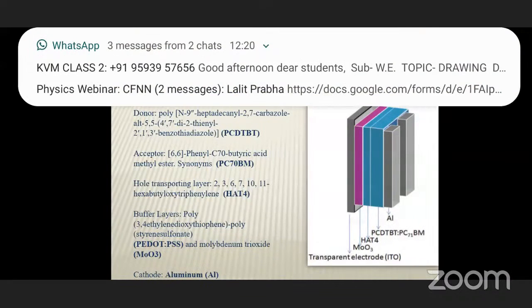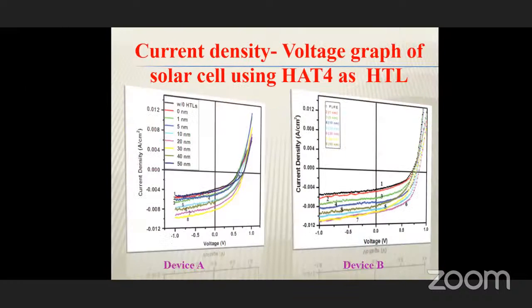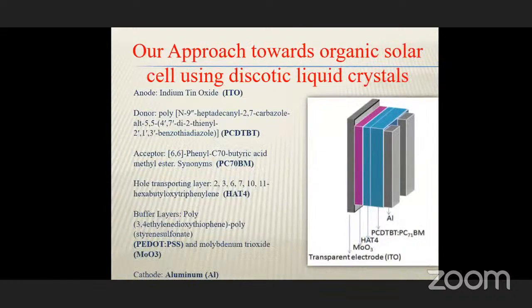In our approach, we have used PCDTBT, that is poly heptadecanyl carbazole trimethyl benzothiadiazole, as a donor material, also called hole transport material, and PC70BM, that is phenyl C70 butyric acid methyl ester, used as acceptor, that is electron transport material.